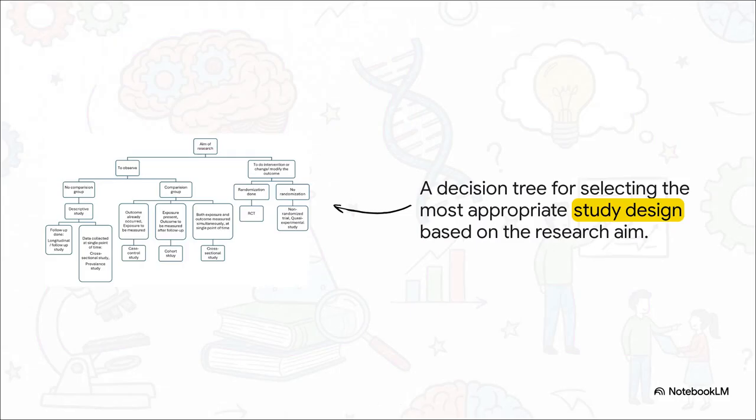And this flowchart, wow, this is an incredible tool for you as a mentor. It's basically a decision tree. It visually walks the student through the logic of picking the right study design. You start with the basic aim. Are we just observing or are we intervening? And it branches out from there to help them pinpoint the perfect design, whether it's a cross-sectional study, a cohort study, or even a randomized controlled trial.